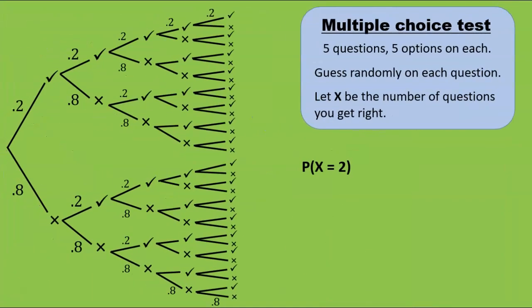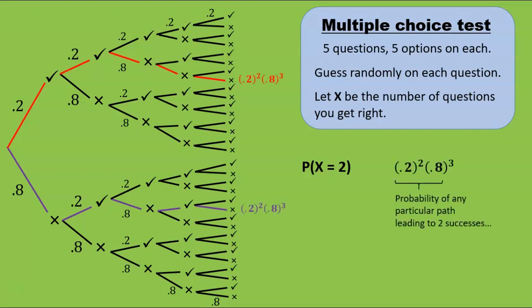Now we'll find the probability that x is 2. Our analysis begins the same way. We recognize that there are many paths leading to 2 successes. Here, for example, are 2 of them. Any path leading to 2 successes involves 2 ups and 3 downs, so the probability of going down any such path is 0.2 squared times 0.8 cubed, since each up, each success, gives us a factor of 0.2, and each down, each failure, gives us a factor of 0.8.